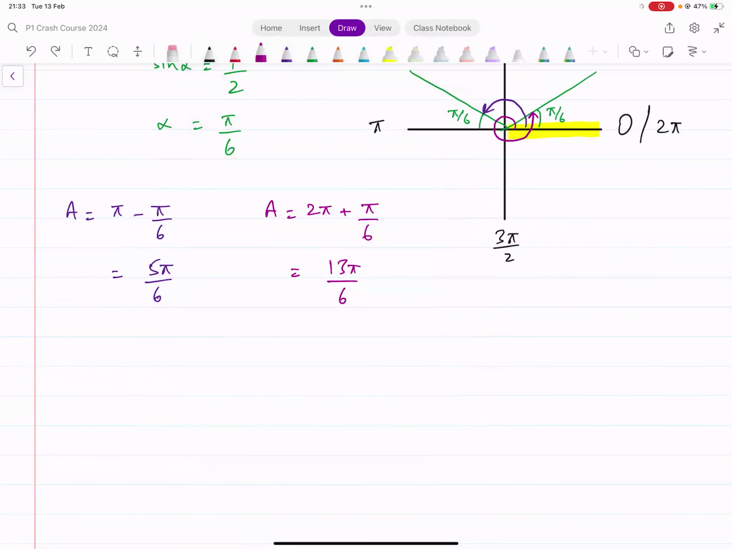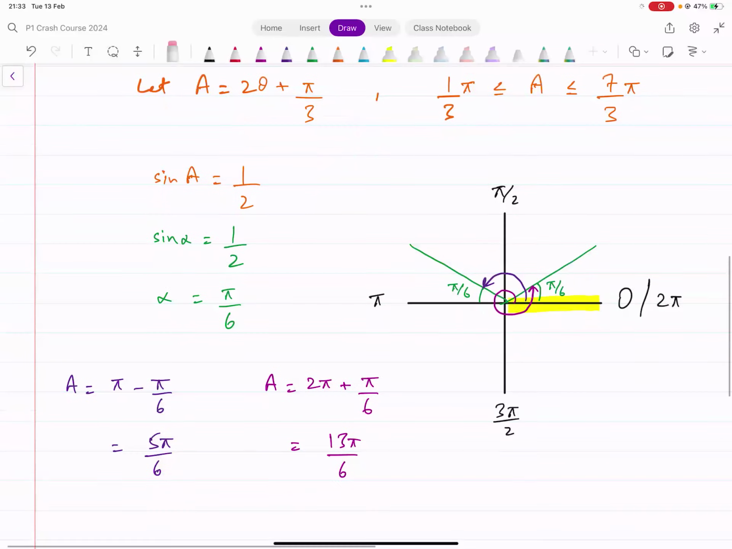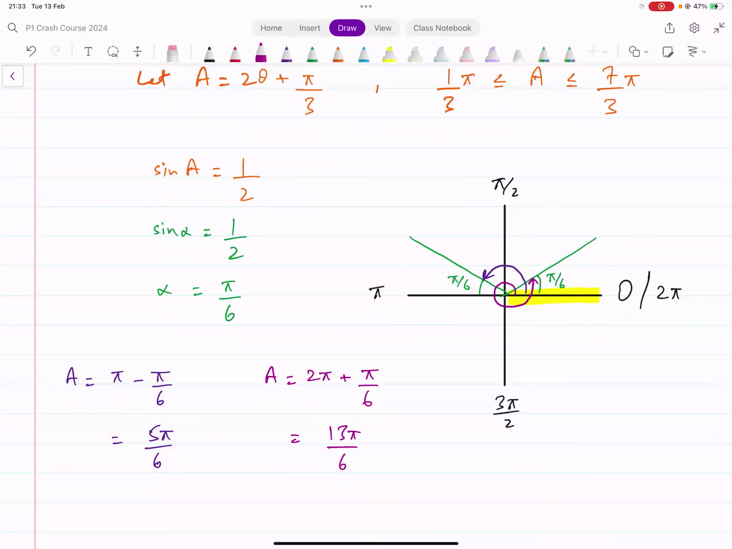What was A? A was 2 theta plus pi over 3. So let's replace A with that now: 2 theta plus pi over 3. And now you can find the value of theta from this. So the first equation is this. The second is 2 theta plus pi over 3 equal to 13 pi over 6. Solve these two equations to find the values of theta.